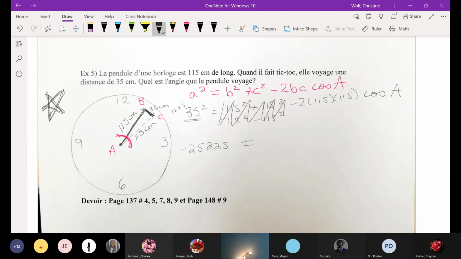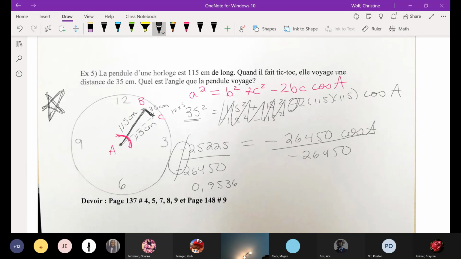And then 2 fois 115 fois 115. Ici, c'est négatif à cause de ça. Don't forget that. 2, 6, 4, 5, 0. Cos de angle A. Maintenant, je sais que j'ai besoin de diviser ça à chaque côté. Please pay attention to your symbols. Ça va maintenant être positif. OK, so 2, 5, 2, 2, 5 divisé par 2, 6, 4, 5, 0 égale un décimal. Ça, c'est égal à cos de A.